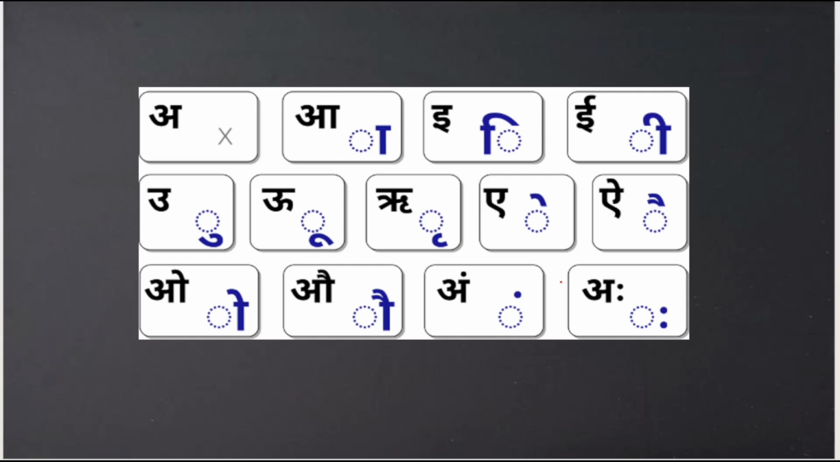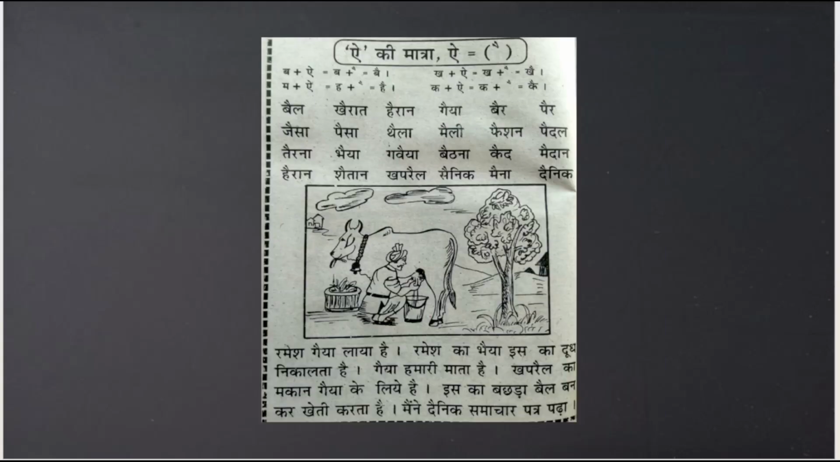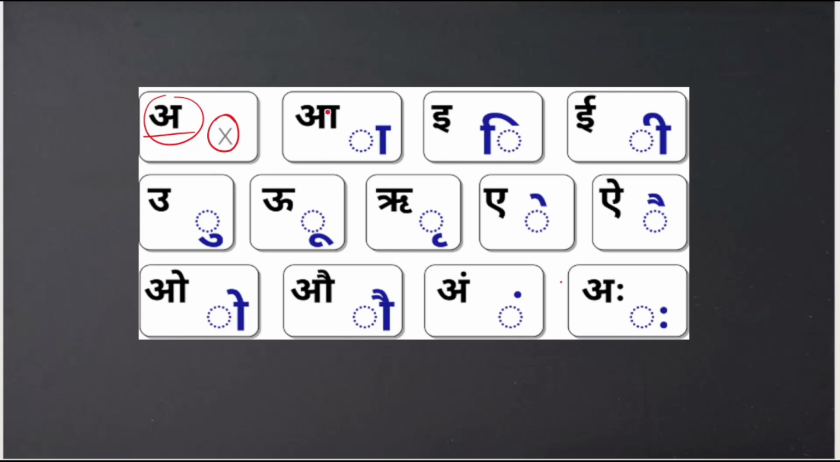So let's quickly revise. Letter A creates no matra. Why? Because the sound of A is already inherited in every letter like ka, kha, ga, gha, ṅa, cha, chha, ja, okay? You can feel the sound of A. It is already inherited in every letter, okay? And Aa creates this symbol. This symbol is known as Matra of Aa, and I creates this symbol.